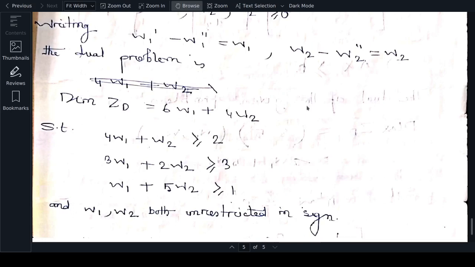Next one will be what? The inequality in the primal is greater than or equal to, then its dual will be less than or equal to.